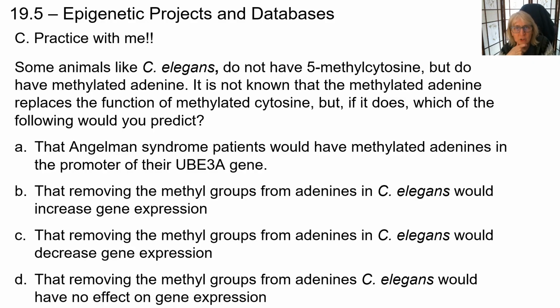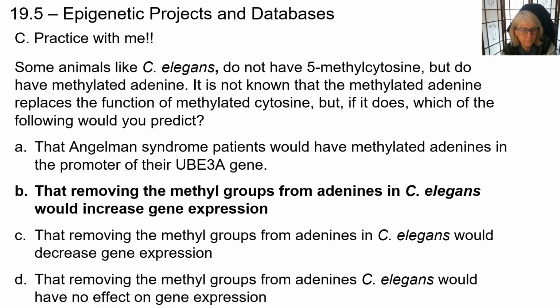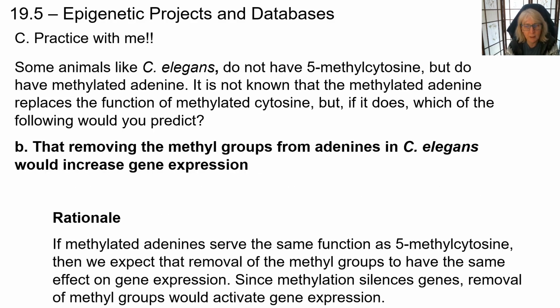I actually only had three good possible options here. The first one, please don't pick the first one. But you can pick the second one. Removing methyl groups increases gene expression, because in our bodies, adding methyl groups to cytosines reduces gene expression. Removing methyl groups from cytosines increases gene expression, and we're expecting those to have the same pattern, if I'm guessing that C. elegans kind of works like us, but not exactly the same. Methylation silences genes. But that's my last question for you.